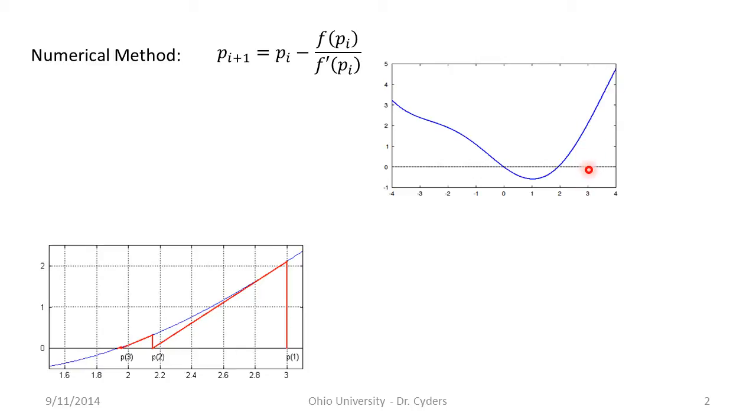But I'm going to take my guess here at 3. And what is the actual function value there? Recall that what we're trying to do is find where this function goes to 0. So we see, okay, well, the function value at 3 is just a little bit higher than 2. And so the Newton-Raphson method says, well, I'm going to take the tangent line to the curve at that point.